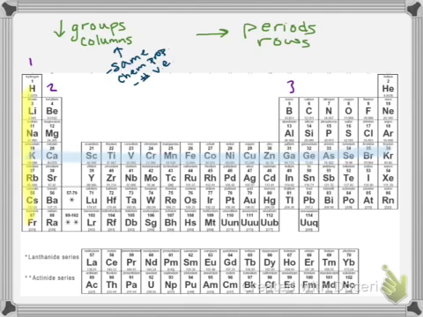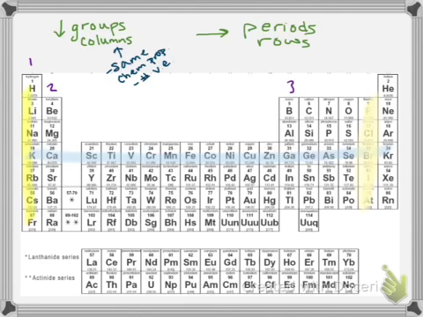So again, everything in this group here, which is called the halogens, everything in the halogens has the same chemical properties. They react with things in a very similar fashion.